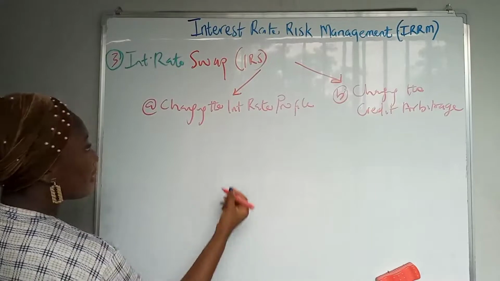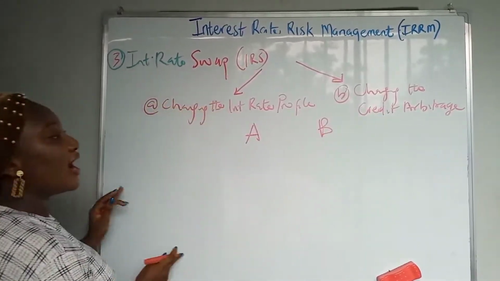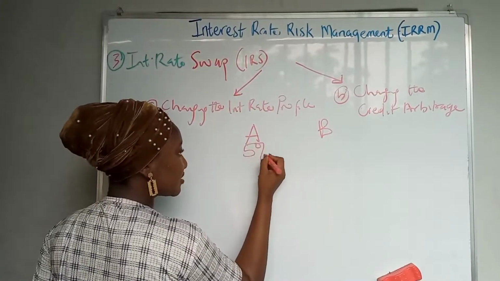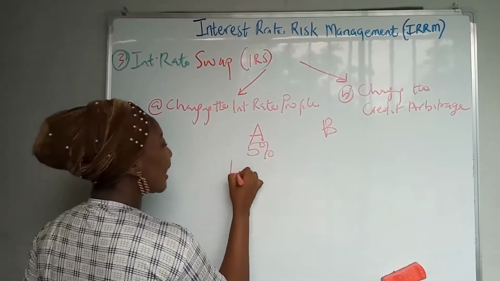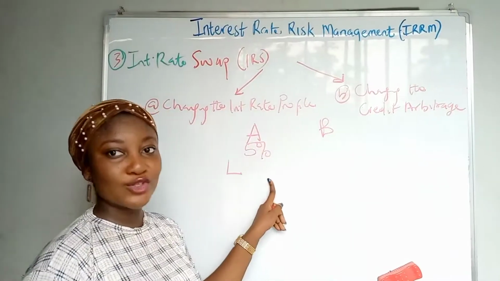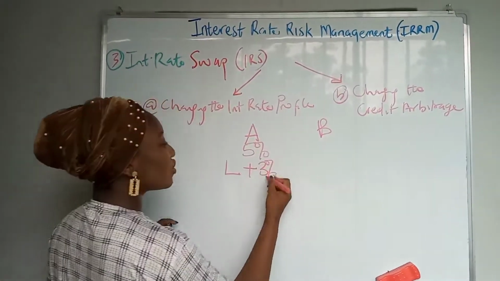Let's take a scenario. Maybe this is company A and this is company B. Company A has a fixed interest rate of 5%, and it has a variable interest rate of, let's say, LIBOR. You know, variable always carries LIBOR plus something or NIBOR plus something. Let's say LIBOR plus 3%, so high.